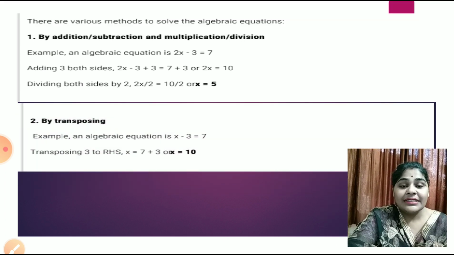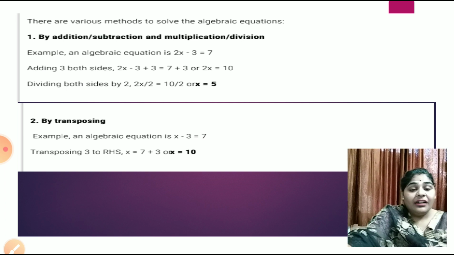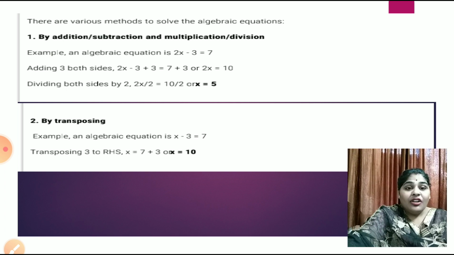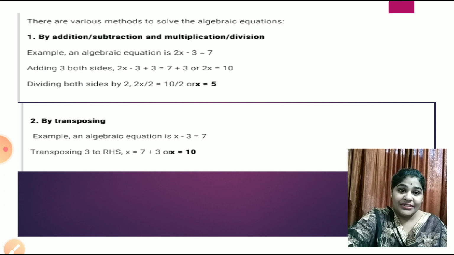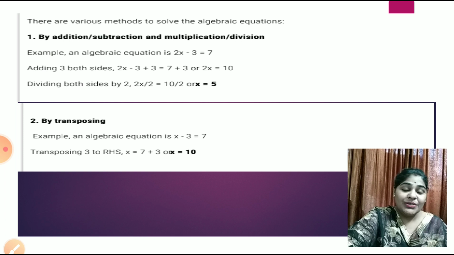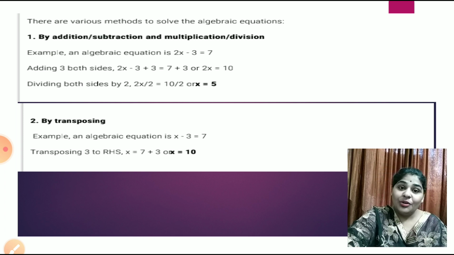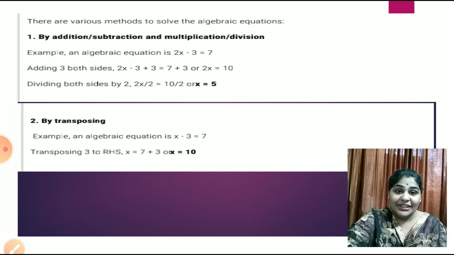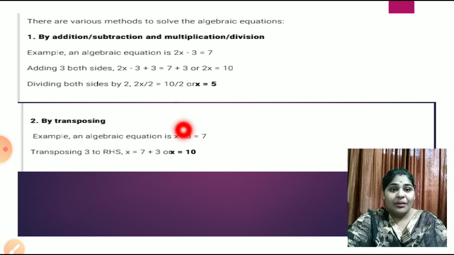Next is by transposing. Now transposing is nothing but we transpose the constants to the other side by changing the sign. That is, if it is positive, it goes to the other side and becomes negative. If it is in division, it goes to the other side and becomes multiplication. So this is the example, children. You can see a simple example here.